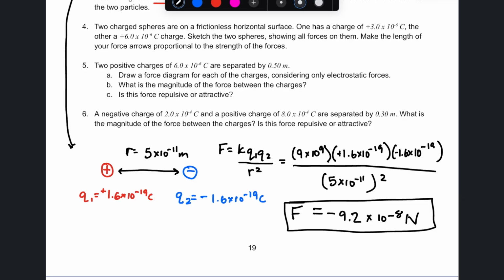That's how Coulomb's law works. Good luck practicing with Coulomb's law. You got a bunch of practice problems here.